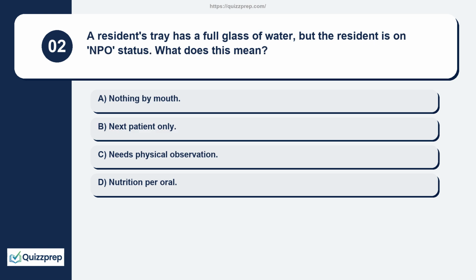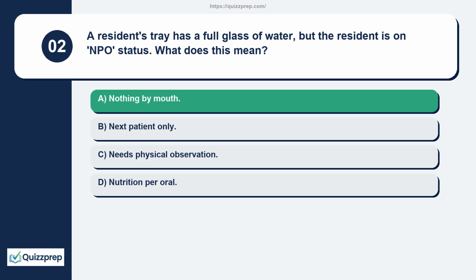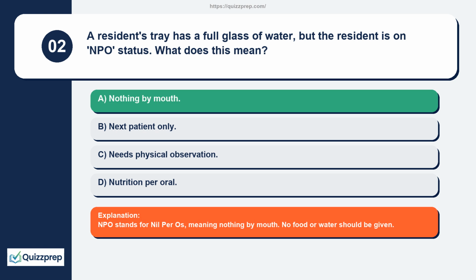Question 2. A resident's tray has a full glass of water, but the resident is on NPO status. What does this mean? Nothing by mouth. Next patient only. Needs physical observation. Nutrition per oral. NPO stands for nil per os, meaning nothing by mouth. No food or water should be given.